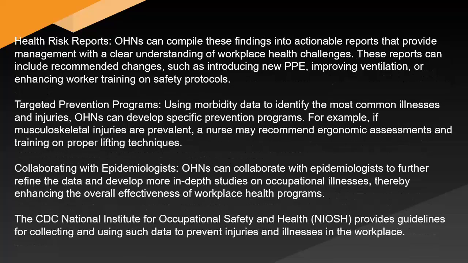Health risk reports: OH&S can compile these findings into actionable reports that provide management with a clear understanding of workplace health challenges. These reports can include recommended changes, such as introducing new PPE, improving ventilation, or enhancing worker training on safety protocols. Targeted prevention programs: using morbidity data to identify the most common illnesses and injuries, OH&S can develop specific prevention programs. For example, if musculoskeletal injuries are prevalent, a nurse may recommend ergonomic assessments and training on proper lifting techniques.